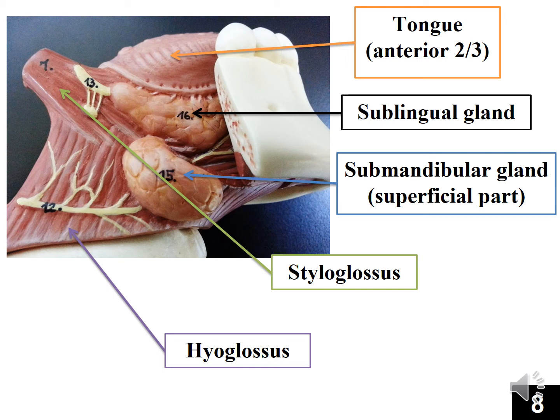Now here again you can see below the tongue, with the black arrow, the sublingual gland. Also below it you can see the submandibular gland, superficial part, and you can see the styloglossus and hyoglossus muscles. You can also see two nerves, which we will see in the other picture where they are indicated. And this tank is the anterior two thirds.